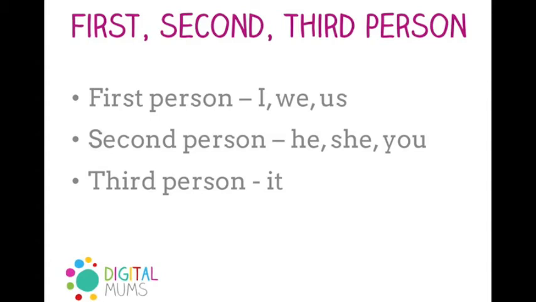And don't worry too much about the second person, because you are highly unlikely to read in that, but that essentially is he, she, and you. So first person would be I did this, we did this. Second person would be he did this, she did this, you did this. And then the third person is it did this, they did this. So the first person is the one really to go for. That's the main one.